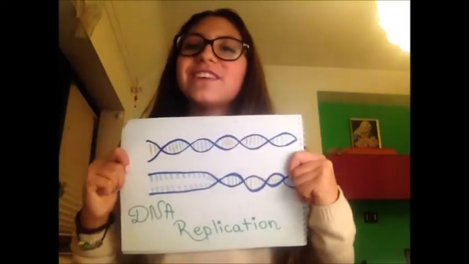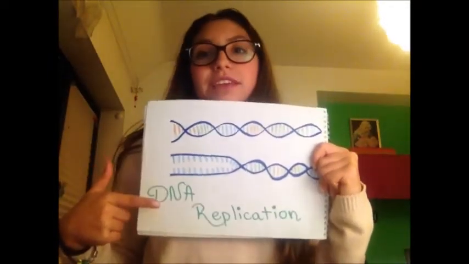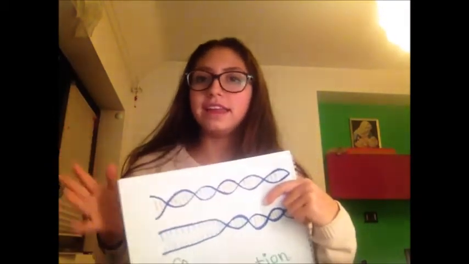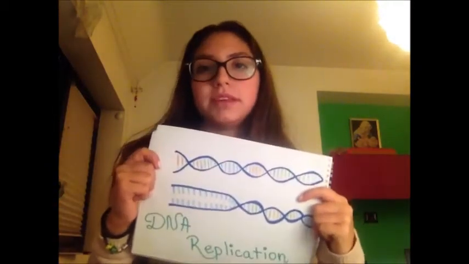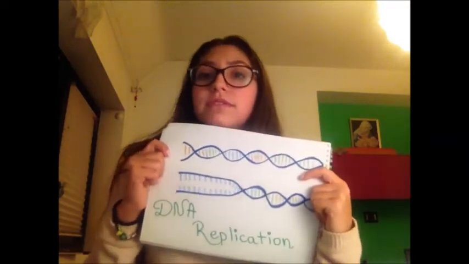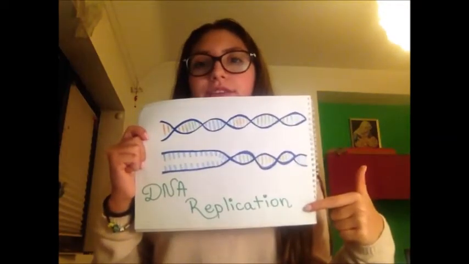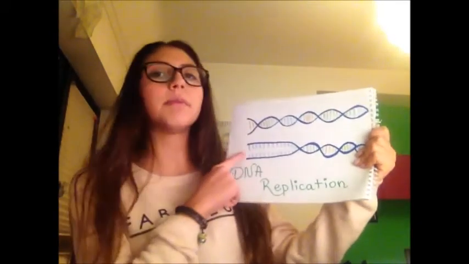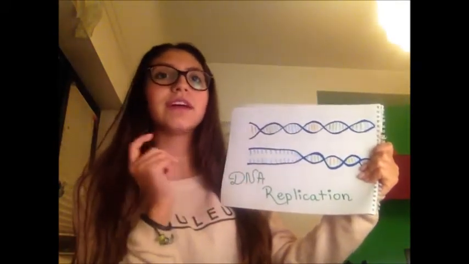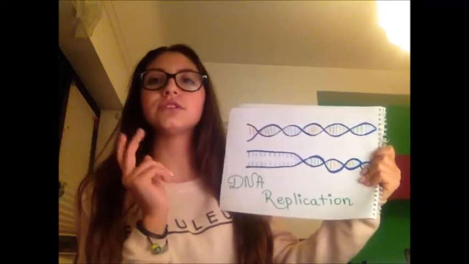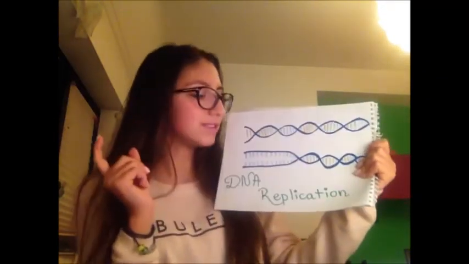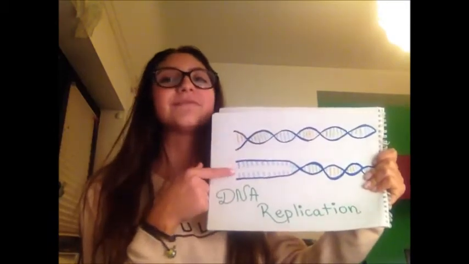Hi class, I'm going to talk about DNA replication. So, before a cell is divided, the DNA should be copied. And this process of copying is called replication. The process starts with separating the two strands of the double helix into two separate forks. And this is done with the help of the enzyme called helicase.